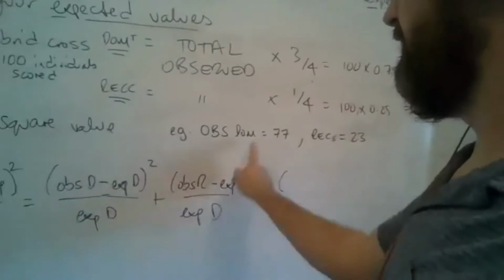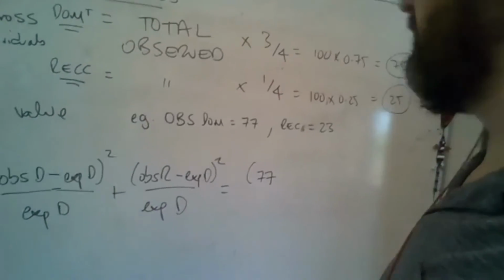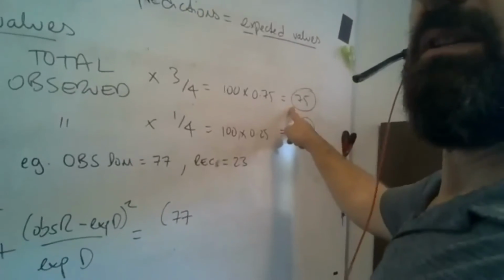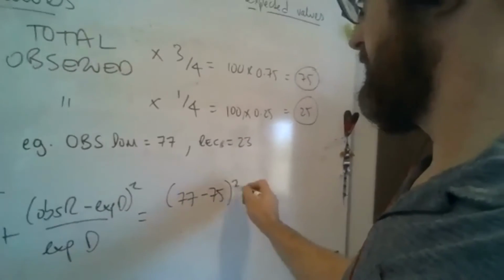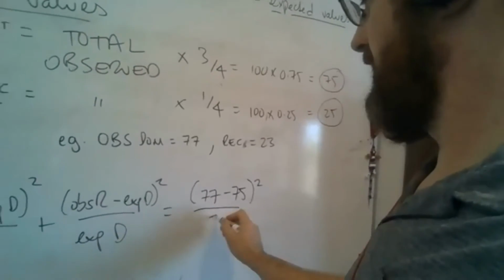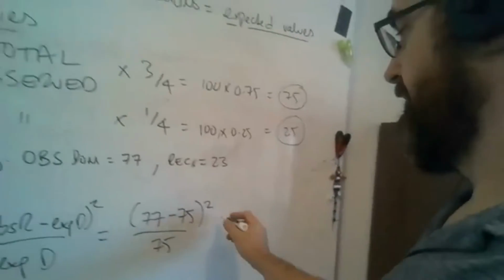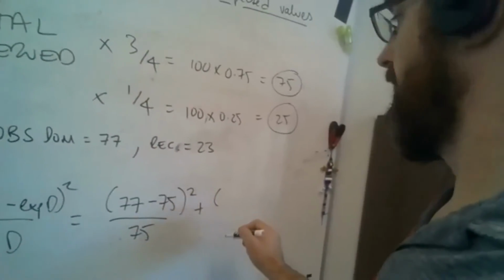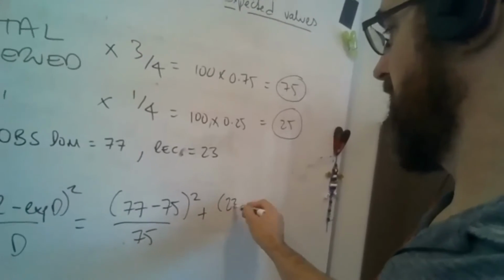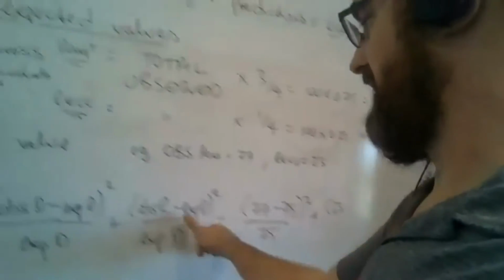Okay, so dominant, that's our observed for the dominant. This is our expected for the dominant, squared over the expected for the dominant, which is 75. Plus, because it's a sum of, where we're at, 23 for the expected for the recessive. Ah, man, come on, Matt.